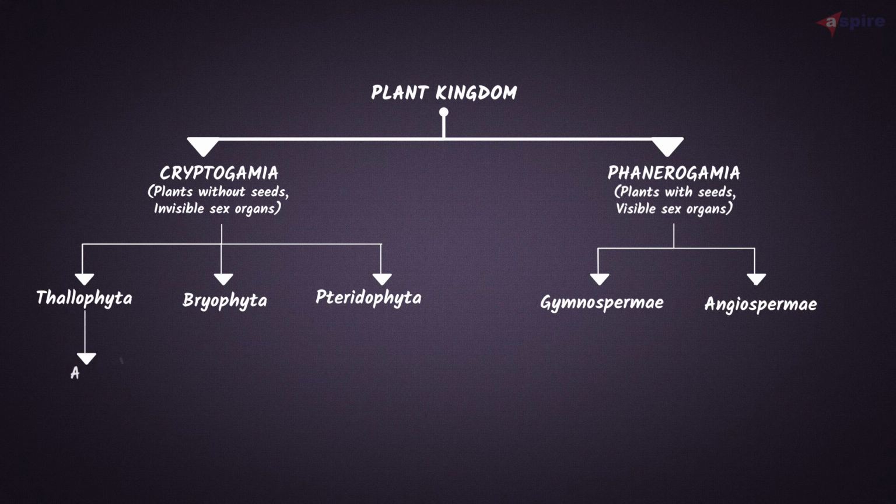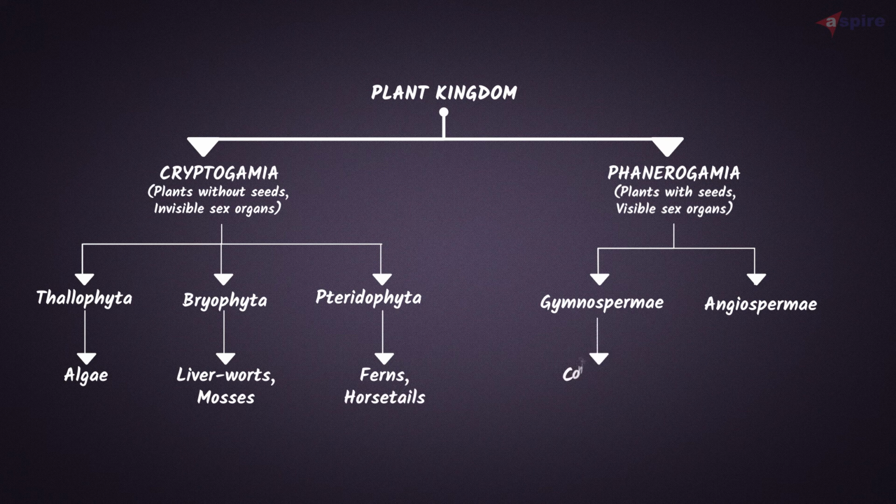Thallophyta includes algae, Bryophyta includes liverworts and mosses, Pteridophyta includes ferns and horsetails, Gymnospermae includes conifers and cycads, and Angiospermae includes monocots and dicots.